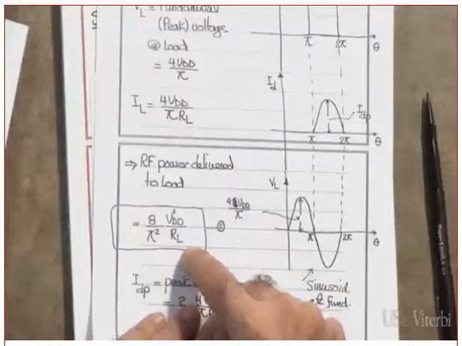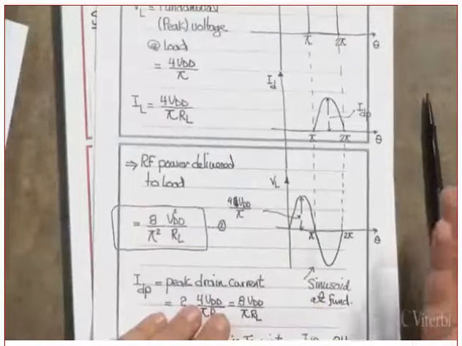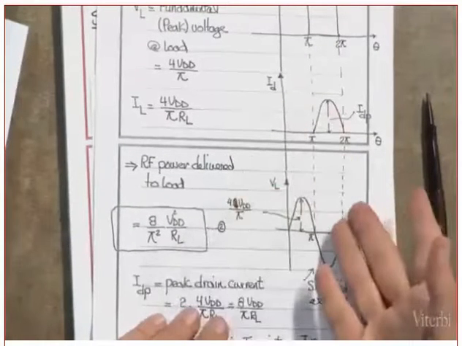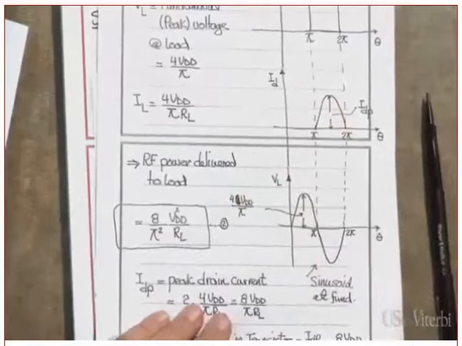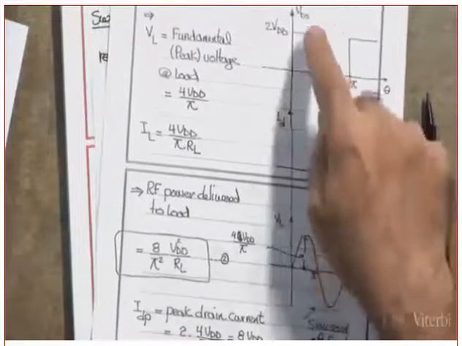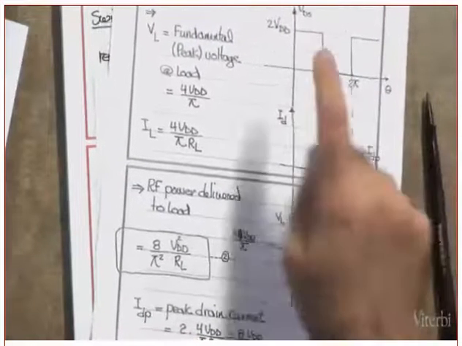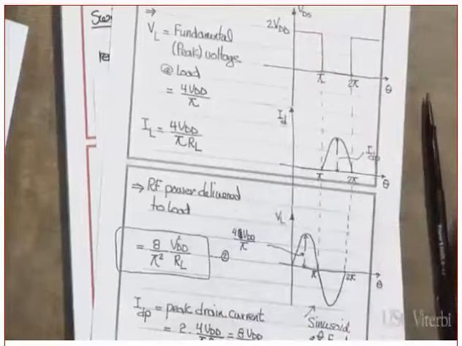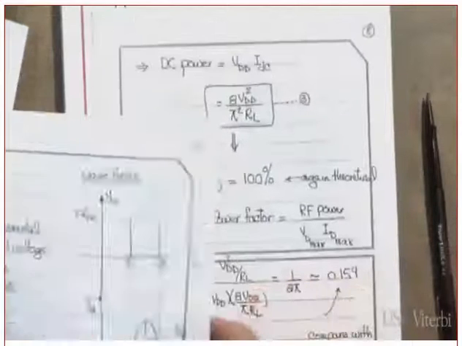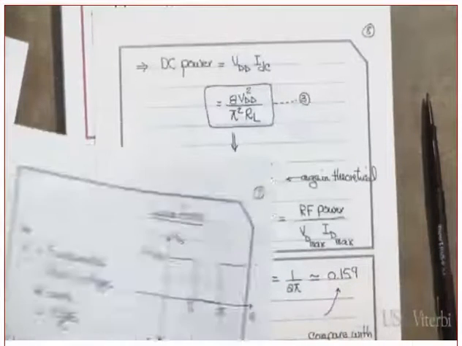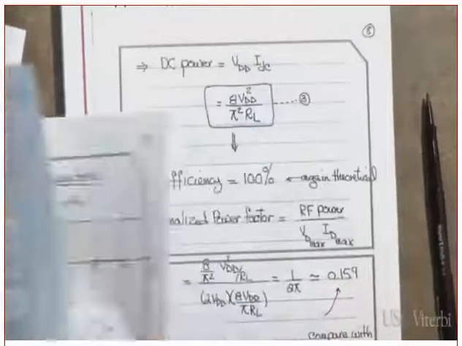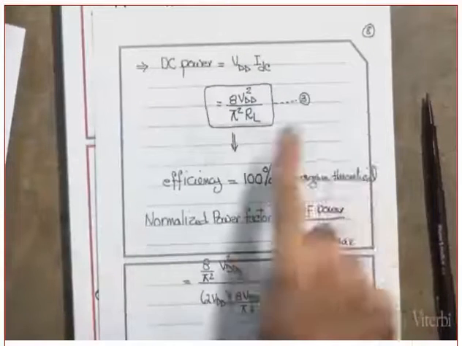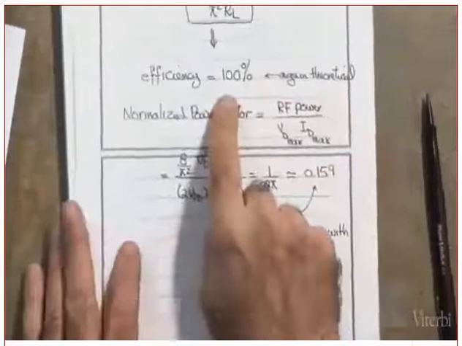Is it the same or not? Is it a shock? We already know from the diagram that you are not going to have any overlap between the drain current and the drain voltage. Clear? So we end up with an efficiency equal to this one, 100%. Yes?